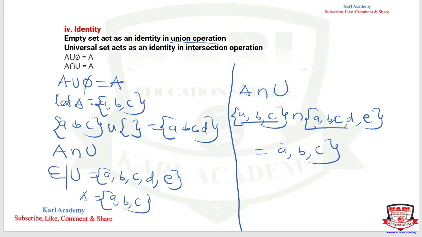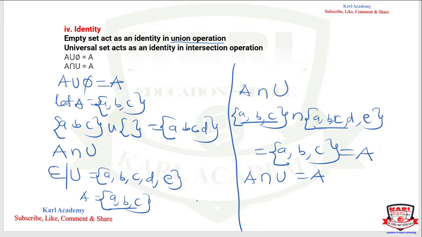So after that intersection, we get A, B, C. A intersection the universal set gives A. It is true. These are the elements of A, B, C, and you are getting A, B, C after the operation. So this shows that we are now proving what we call the identity property of a set.